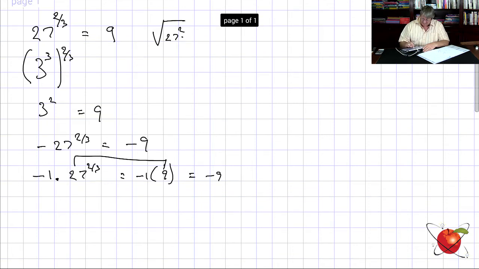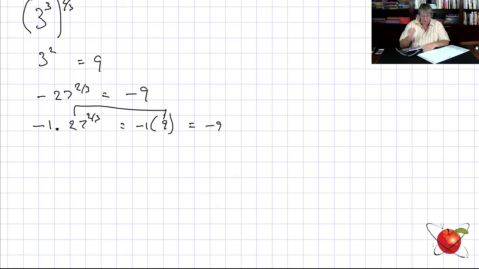So please be careful, all right? If you're doing these and you've got a negative, put in minus 27 in brackets to the power of 2/3. The calculator will return you with an answer of 9. Be careful of that, because it will lead to some pretty serious repercussions. Okay, let's have a look.